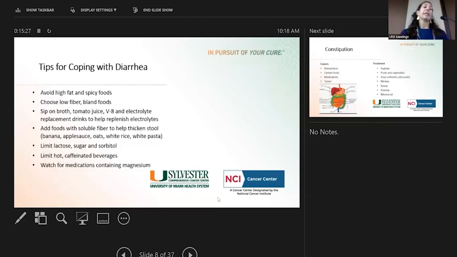So some of the things that can cause diarrhea are high fat and spicy foods, low fiber bland foods. But again, everything is different for everybody. Sip on broth, tomato juice, electrolytes. You can add the BRAT diet, the bananas, applesauce, oats, and limit the lactose and sorbitol. So like the Sweet'N Low, that can cause it. And then limit hot or caffeinated beverages. But again, everything in moderation, right? I'm like, where's the coffee? And then I'm telling you to avoid coffee, but you have to know what things work.